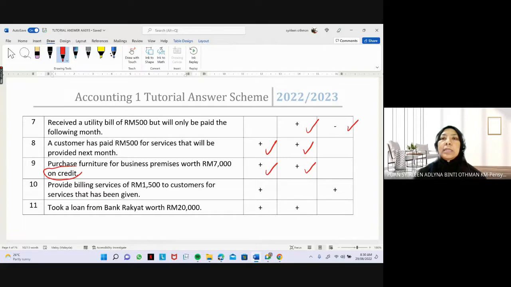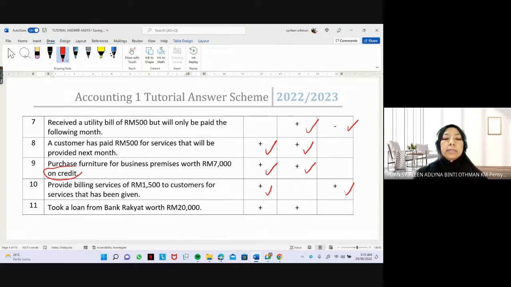So bila kita dah bagi dia bill, that means dia yang berhutang dengan kita. So your accounts receivable will increase. At the same time, services has been rendered. Kerja dah buat. So saya dah boleh declare dia sebagai revenue. That's why kita akan plus juga di owner's equity.